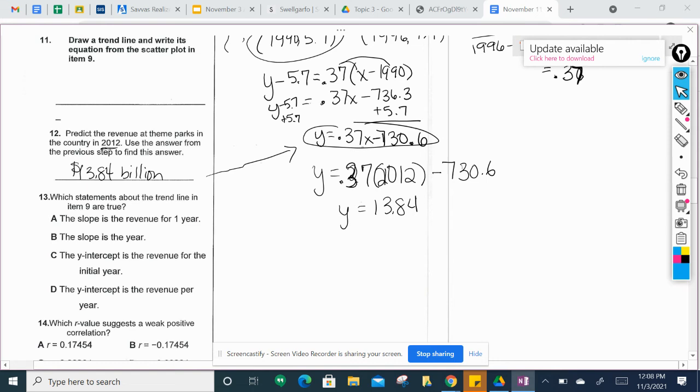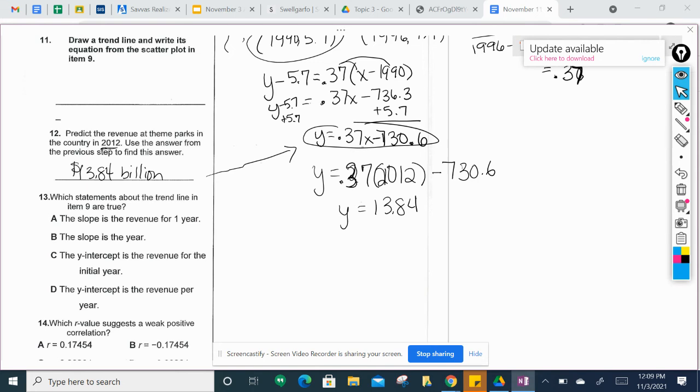All right, now I want you to analyze what we did back there on question 9. So all of these are kind of going together. It says which statements about that trend line are true. And so 2 of them talk about slope, 2 of them talk about y-intercept. So we're probably not going to have both of those things, but it's possible we could have one of each. So let's see what it says.